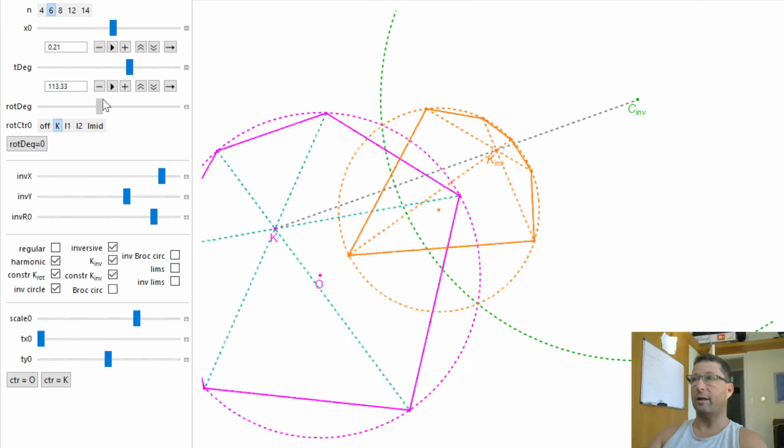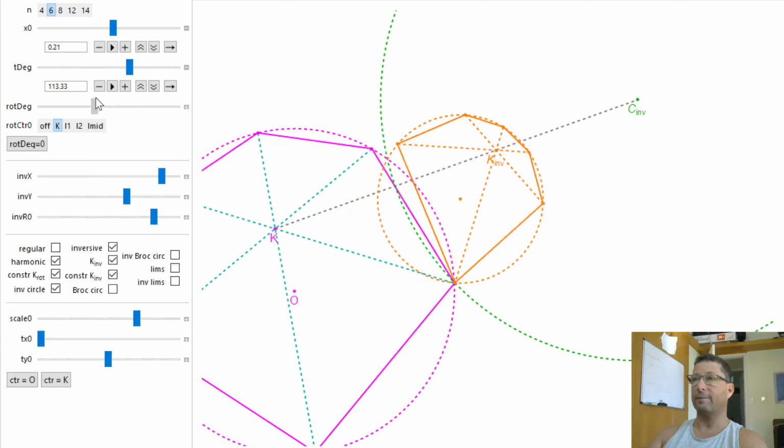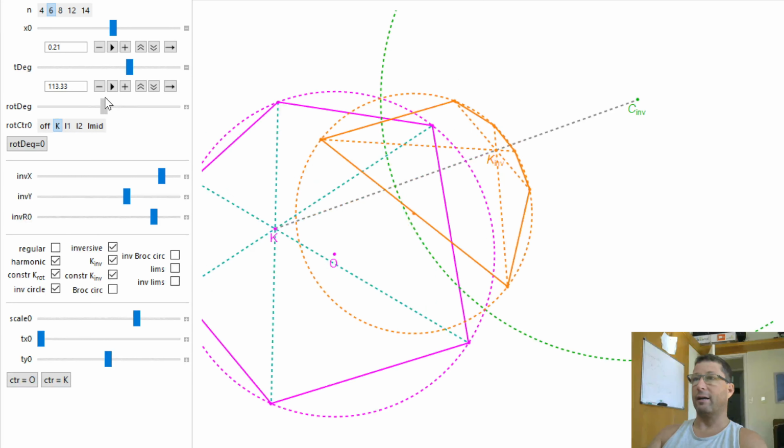Speaking with a colleague, he told me that this could be a phenomenon taking place in hyperbolic space, and we're still analyzing what's going on here, namely that this is the center of this inversive harmonic in the Klein disk model of hyperbolic space.